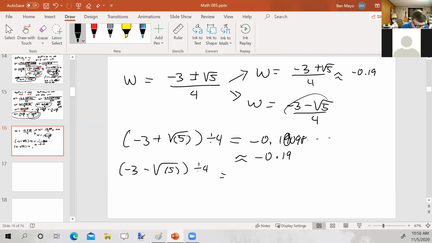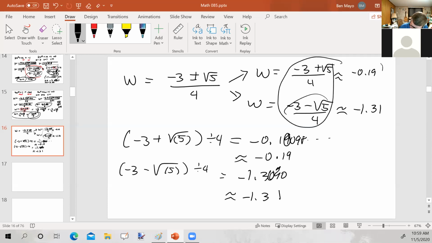Then this one, -3 minus the square root of 5 divided by 4. And let's see here. I'm getting -1.3090. This 9 is going to round up, so I'm going to get -1.31. So here are your exact answers and your decimal approximations to the nearest hundredth. Any questions about that?